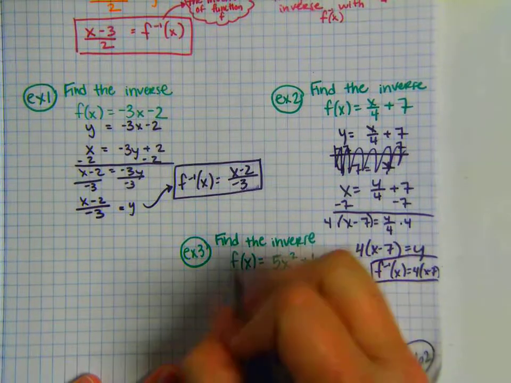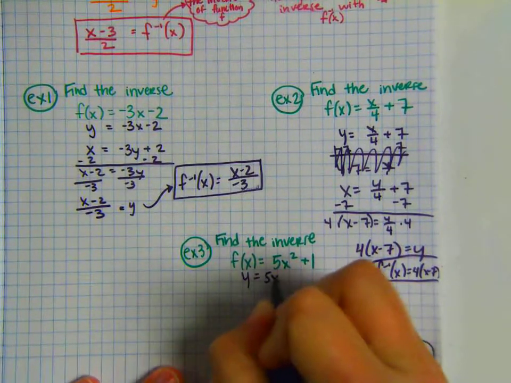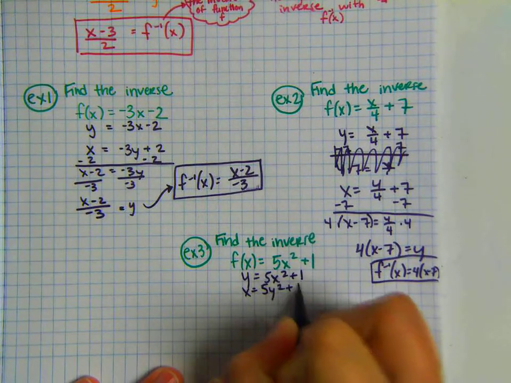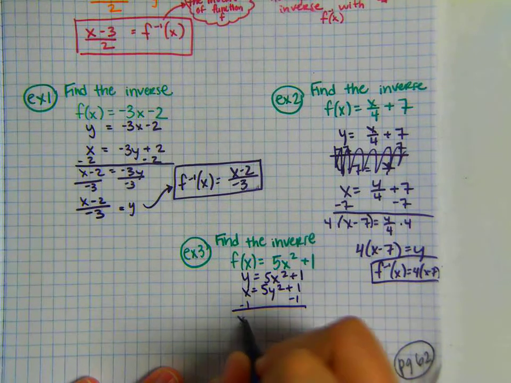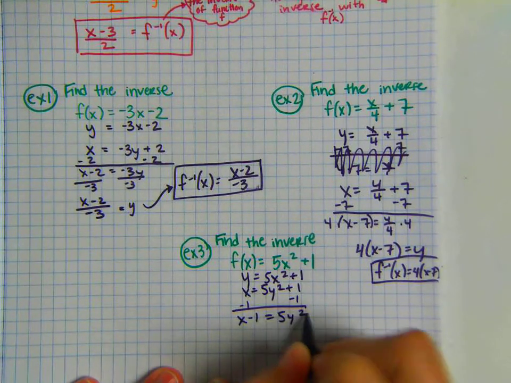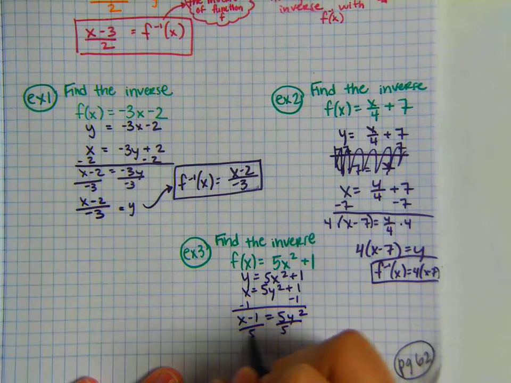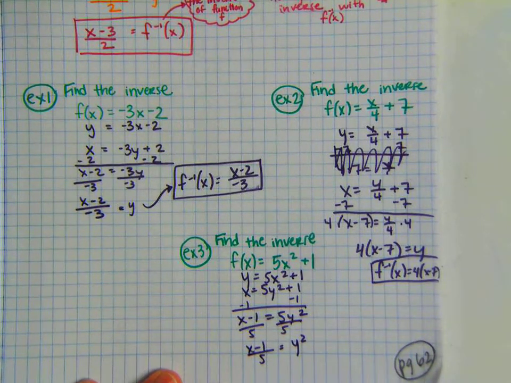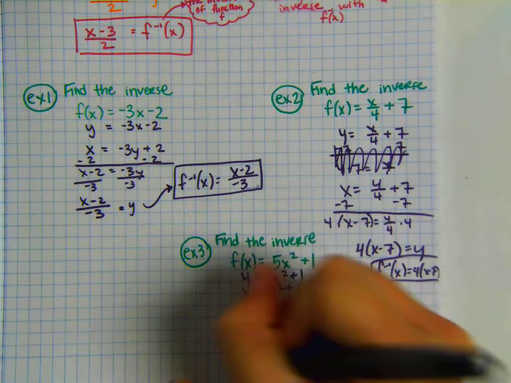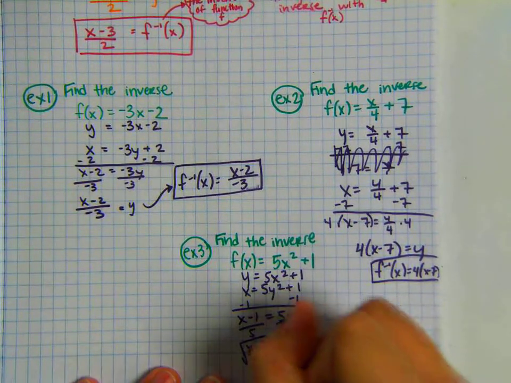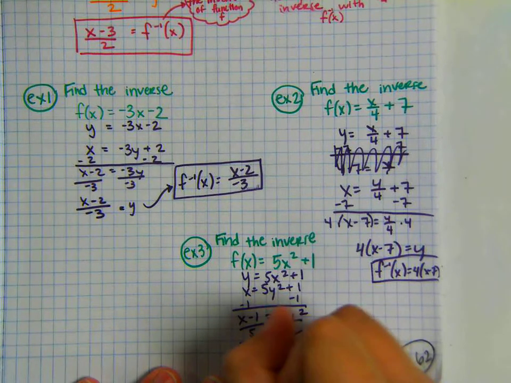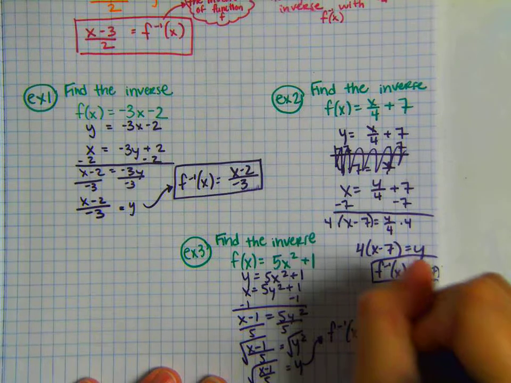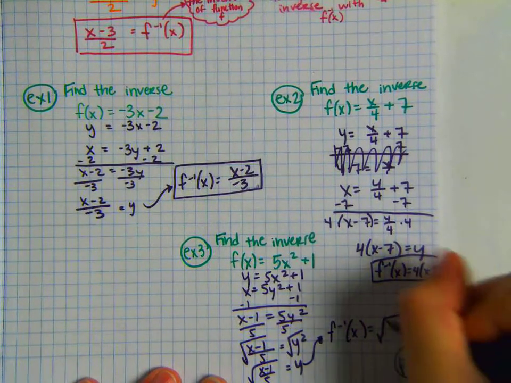And then the last one, this will be x equals 5y squared plus 1. Subtract 1, x minus 1 equals 5y squared. So how do I get y by itself here? We're going to square root both sides. So we get y equals the square root of x minus 1 over 5. So this would give me f negative 1 of x equals the square root of x minus 1 over 5.